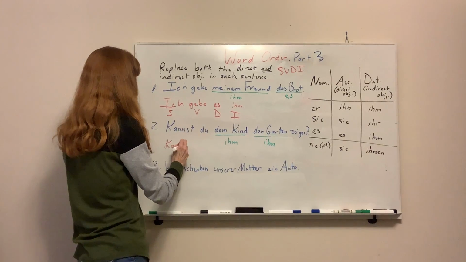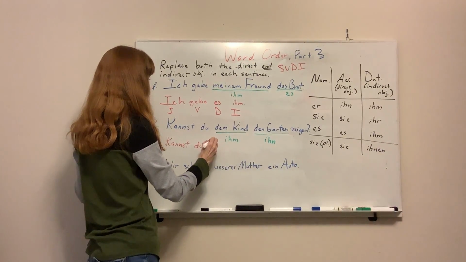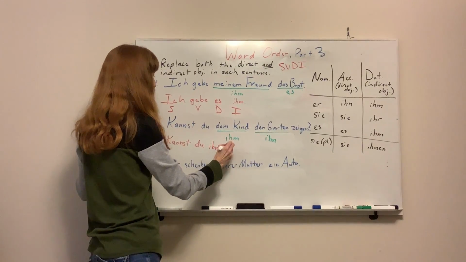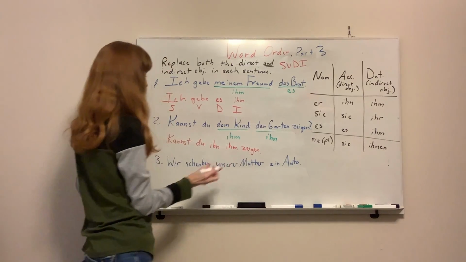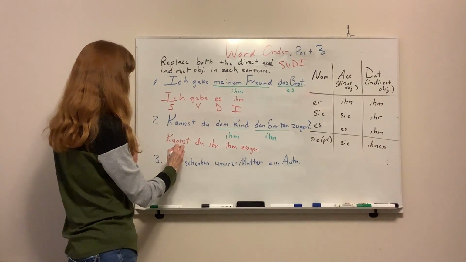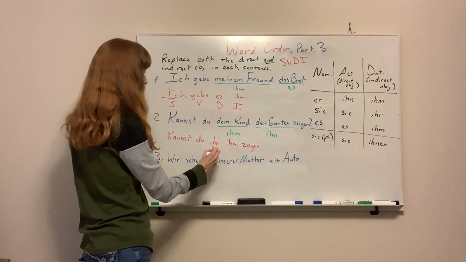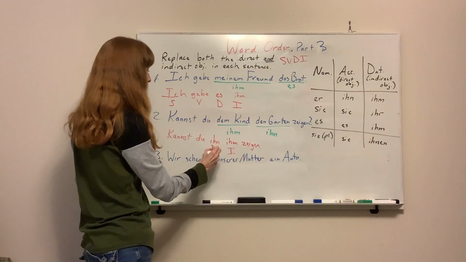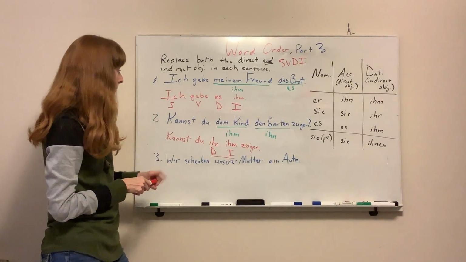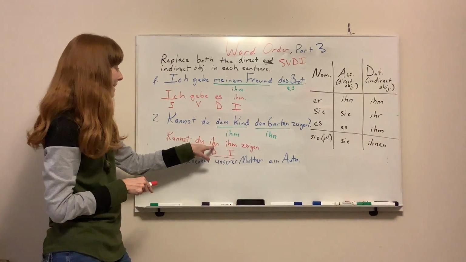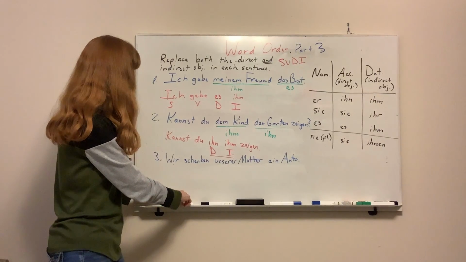Kannst du ihn ihm zeigen? So we do have SVEDAI again. Well, I have my verb and then my subject, but we do have direct and then indirect. Once again, in English, same thing. Can you show it to him? To him.